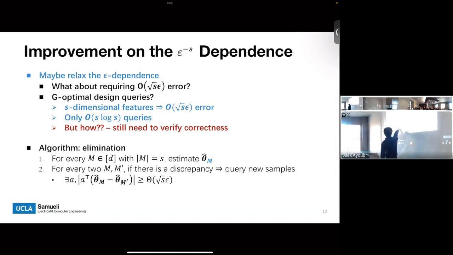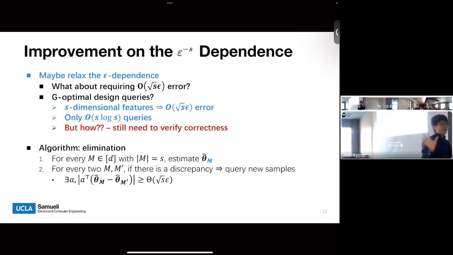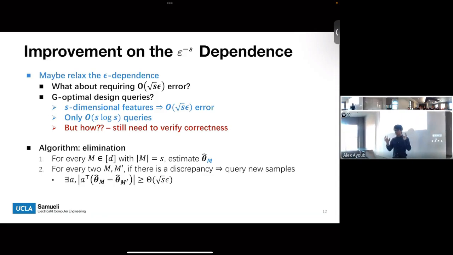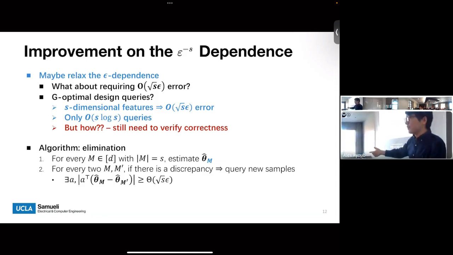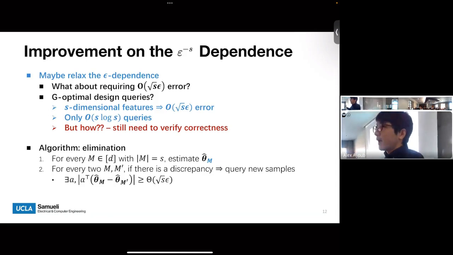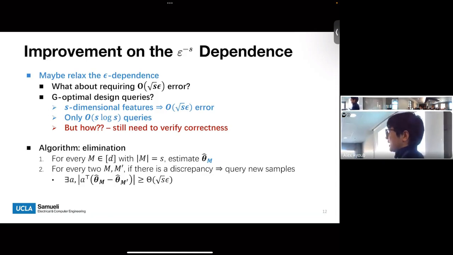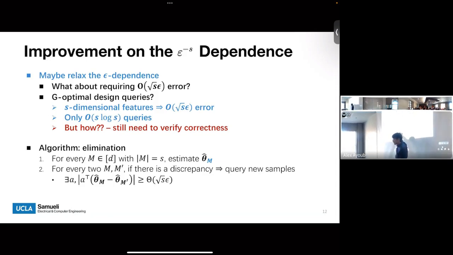So like what you said, maybe if they exist, then there is a discrepancy. But so you have two action sets, M and F, and one. So those are S sets, right? For each one of them, you can use G-optimal design to query to get an estimator of theta hat. You know that this estimate is square root S times epsilon optimal.